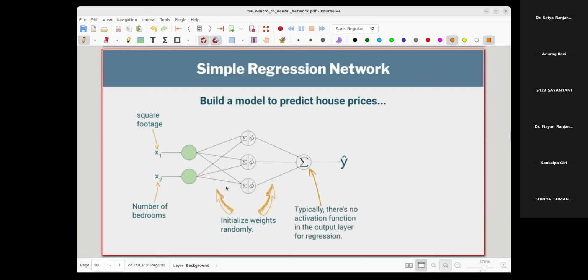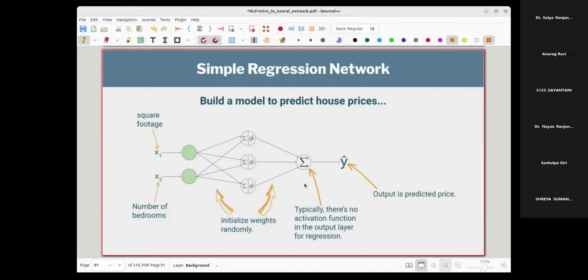Okay. Now this summation. Here also we are not putting activation. So remember, generally in a regression case, we don't use any activation. Typically there is no activation function in the output layer for regression, because in regression we want to find a value, any real number. For classification we need some kind of probability, and for probability we need this nonlinear activation. But here we don't need it. So remember, in regression we don't put any activation in the output layer neuron. So now this is your predicted output.